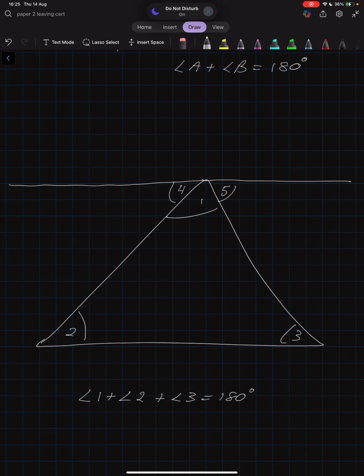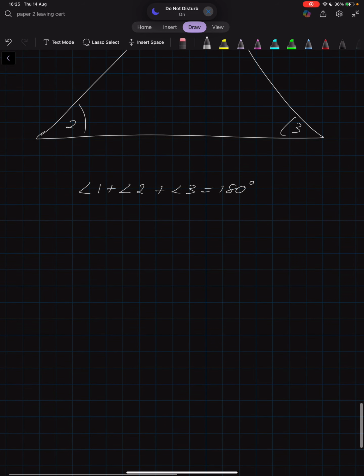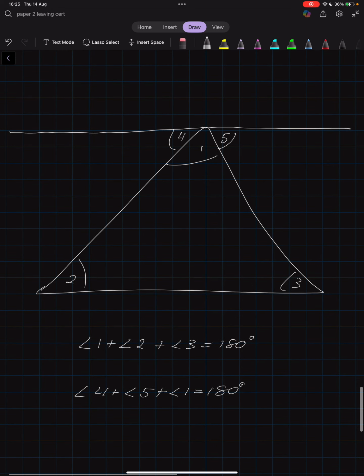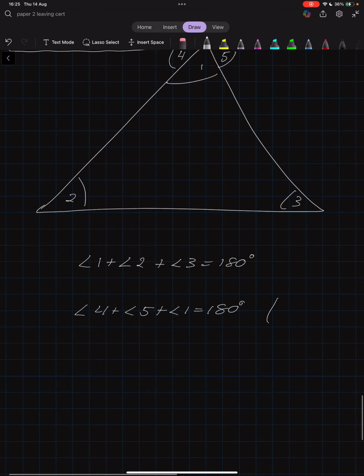I can say, well, this is just a straight line. So if this is a straight line, then I know that angle 4, angle 5, and angle 1 are equal to 180, because it's just a straight angle, and you always have to give a reason.